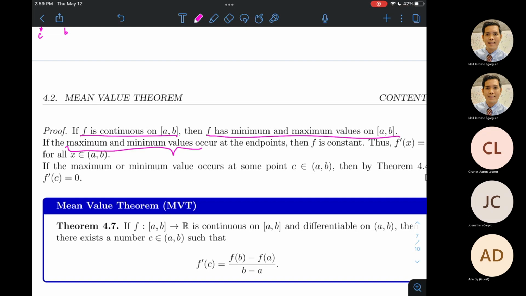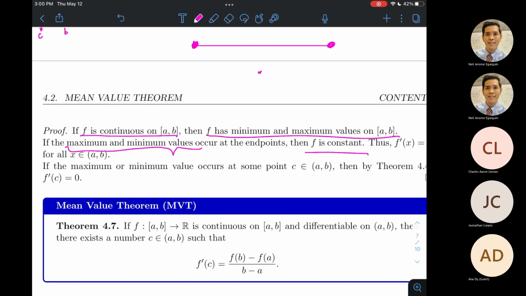Kapag yung absolute extrema ay nandun sa mga endpoints, then I am sure that f is a constant. Why? Because if the maximum lives on one of the endpoints and the minimum also lives on the other endpoint, equal yung function values nila. So sabi natin f of A, halimbawa siya yung minimum point. F of B siya yung maximum point. So dahil sila na yung minimum at maximum, equal silang dalawa, so ibig sabihin wala tayong choice kundi dapat constant lamang yung function doon sa pagitan nila.